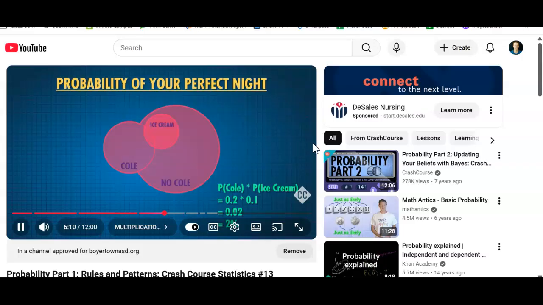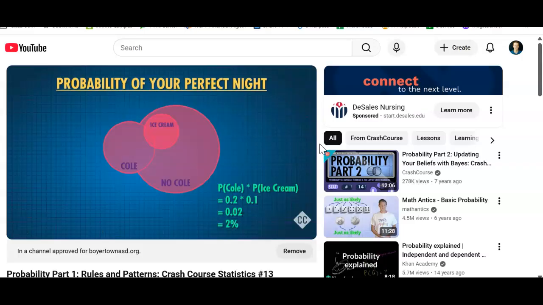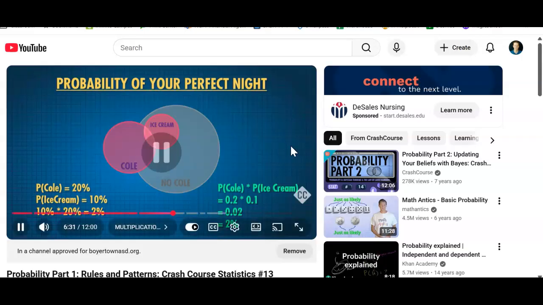When we want to know the probability of 2 things happening at the same time, we first need to look at only the times when one thing, Cole Sprouse at IHOP, is true, which is 20% of the time. Now that we reduced our options to just Cole nights, out of all of those Cole times, how often is it free ice cream time? Only 10% of Cole nights. 10% of the original 20% leaves only a 2% chance.